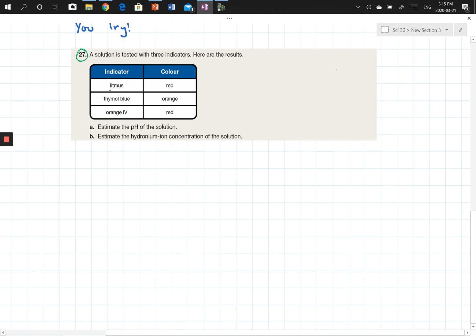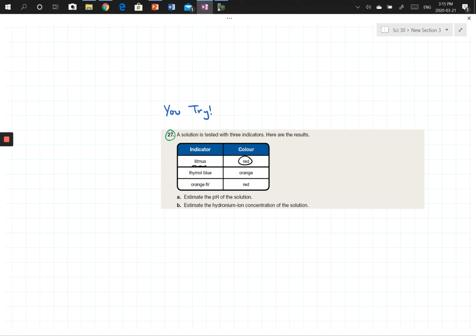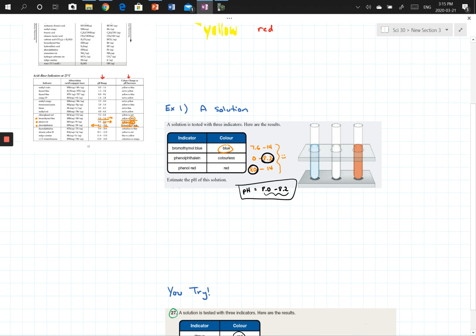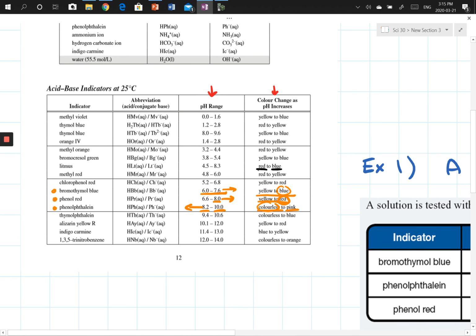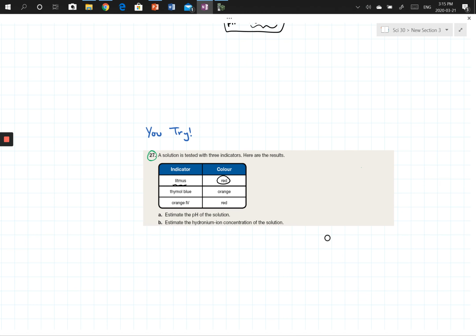Litmus is red. So I'm going to go all the way back up to my chart and find litmus. Litmus goes red to blue, 4.5 to 8.3. I'm on the low end of that, so I'm going to be 4.5 or less. I'm going to put my pH range for litmus as 0 to 4.5.